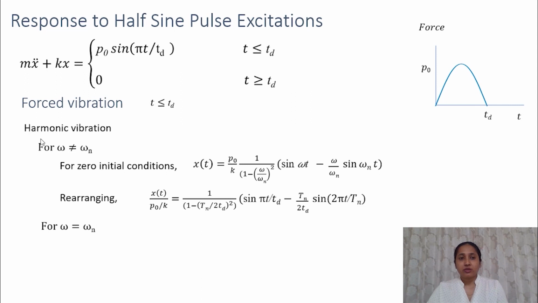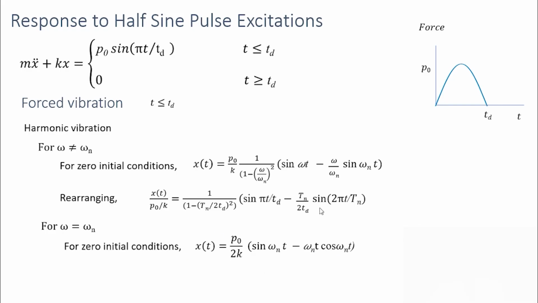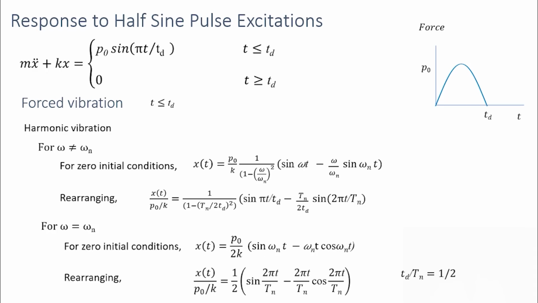So during the harmonic vibration discussion, we had derived the expression for the response for omega equal to omega n. For zero initial conditions, the response is this. We can rearrange this expression to this form, which is valid when Td by Tn is not equal to half. But when Td by Tn is equal to half, we can use this expression.